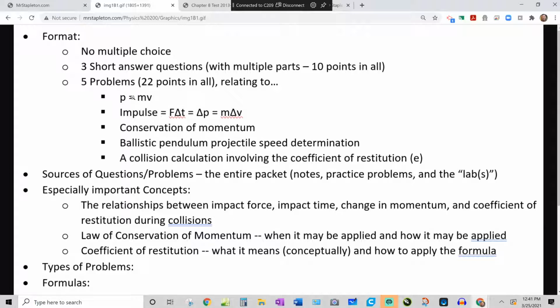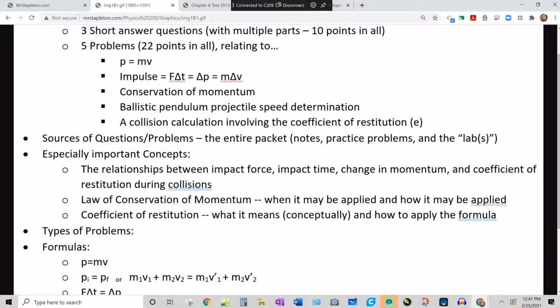The problems: you're going to have a straight momentum problem where you just plug and chug with this formula, momentum equals mass times velocity. You're going to have something where you have to apply the impulse formula. Conservation of momentum, there's going to be one ballistic pendulum problem, and then there's going to be a problem with a collision and a coefficient of restitution.